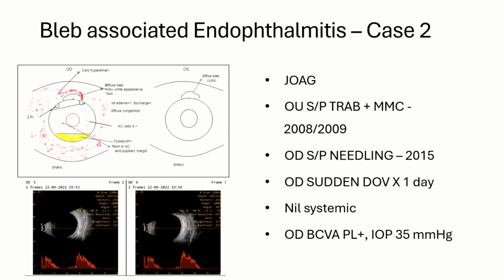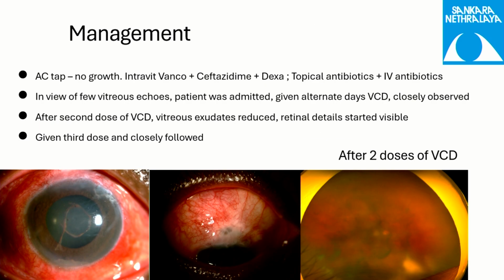So this is a second case, a different way of managing bleb-related endophthalmitis. He came somewhere in the night, so I don't have a slit lamp image. Phakic patient, most important, phakic patient, hypopyon, blebitis, and ultrasound with hardly any echoes. So I called Chetan sir to ask what to do. He told me to take an AC tap and inject. But there was absolutely no view of the fundus.